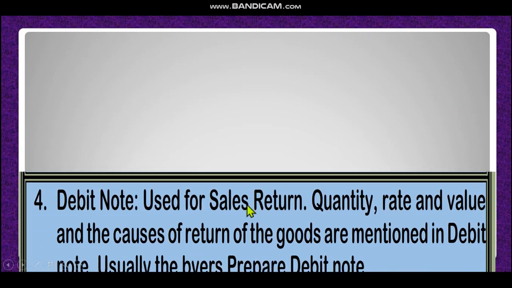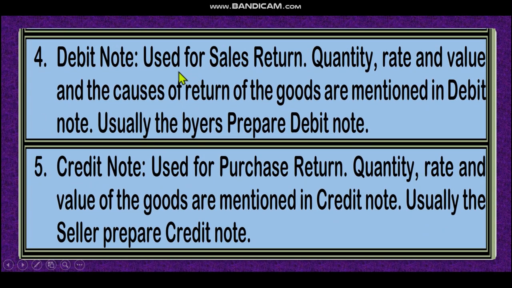Dear student, next topics, debit note, which we use for purchase return. Quantity, rate, value and causes of returned goods are mentioned in a debit note. Usually the buyer prepares the debit note. Credit note is used for sales return. Quantity, rate, value of goods are mentioned. Usually the seller prepares the credit note.